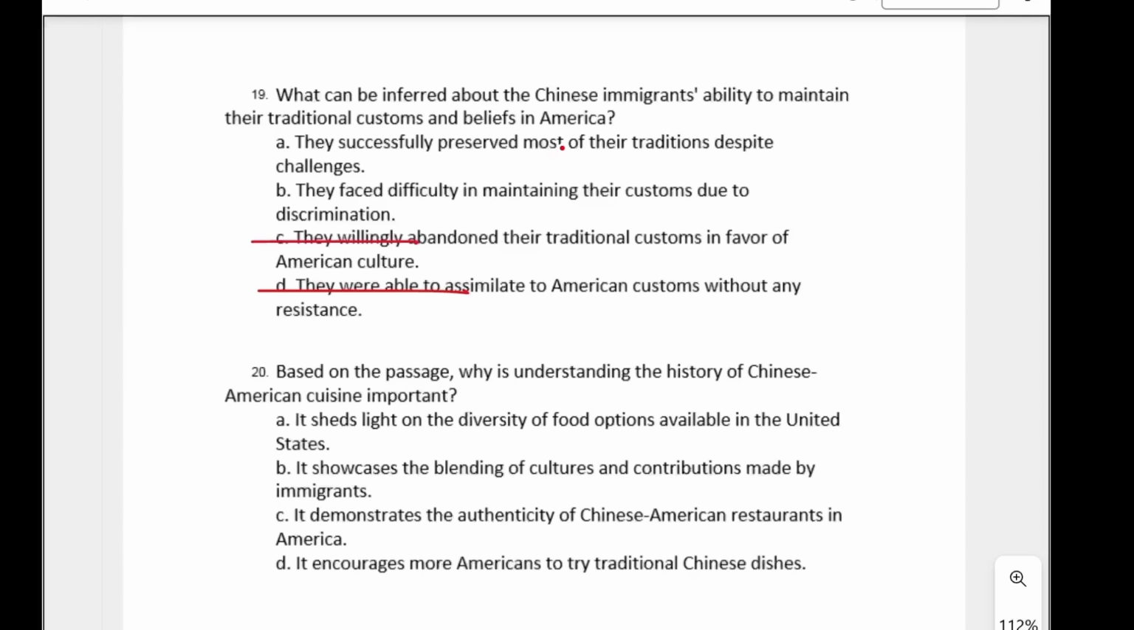And then, they successfully preserved most of their traditions despite challenges. The whole text is about how they had to get sort of a 50-50 thing with Chinese American food. So they did have difficulty in preserving their traditions. Therefore, B is the right answer, that they did face difficulty in maintaining their customs wholly due to discrimination. Let's use the text: this discrimination is racism and xenophobia.